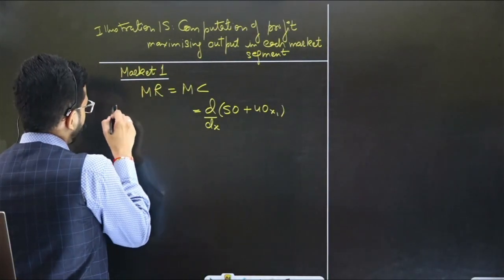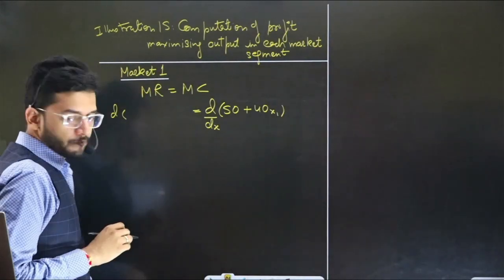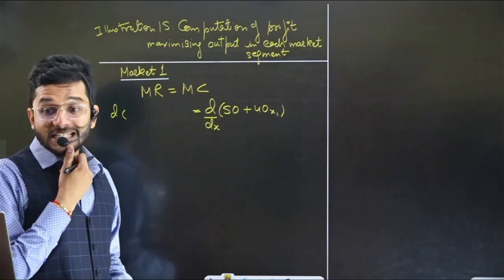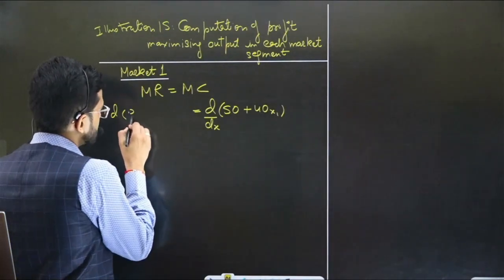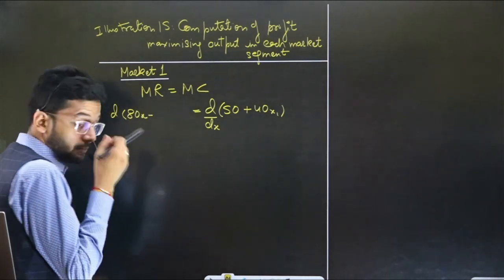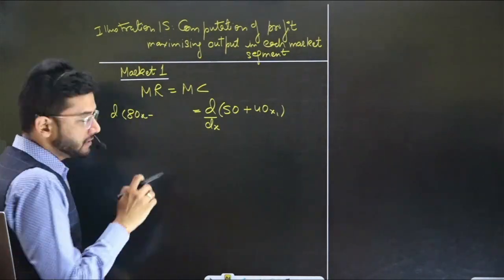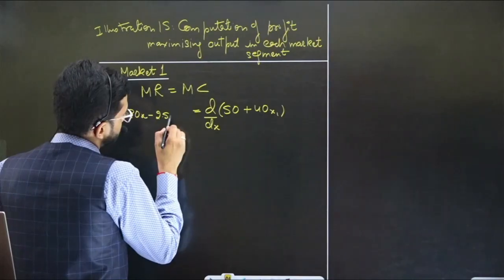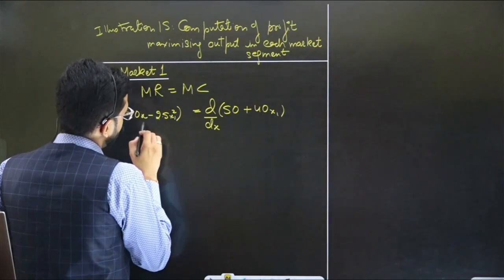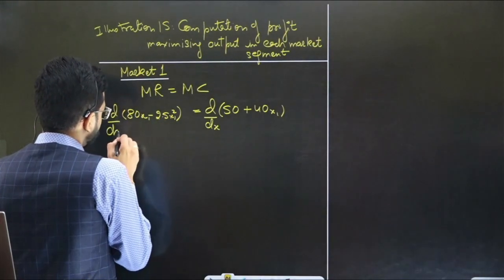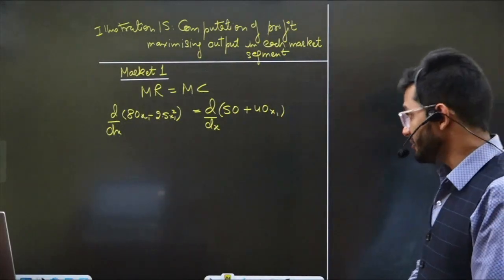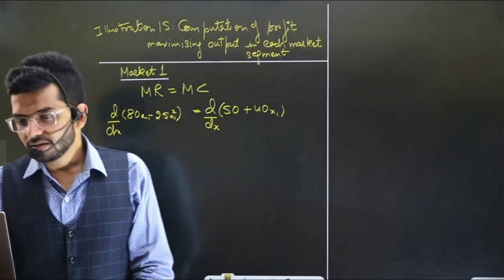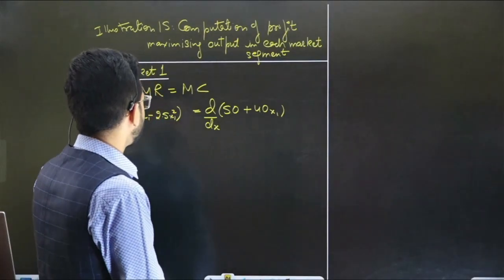And what is the marginal revenue? Price is given to us for market 1. If we multiply price with x, we will get the revenue. So it will be 80x minus 2.5x square. Differentiating the cost with respect to x and differentiating the revenue with respect to x will give us the marginal cost and marginal revenue, and this will give us the profit maximizing output.